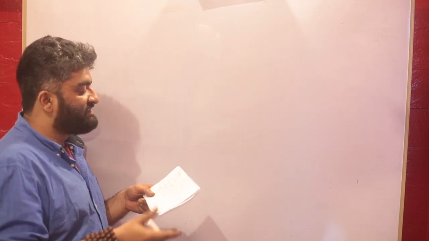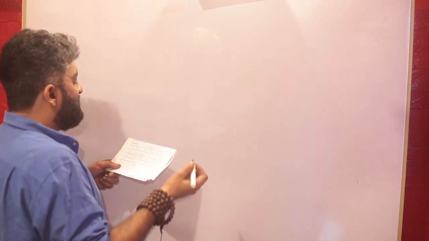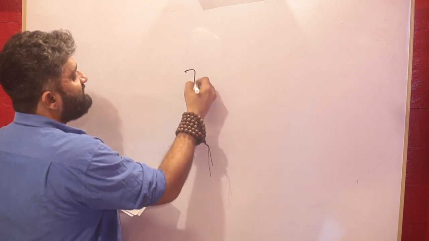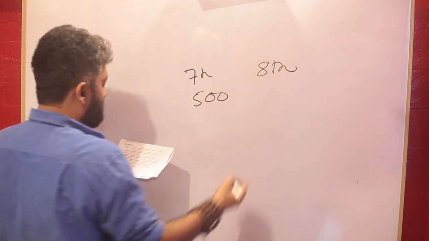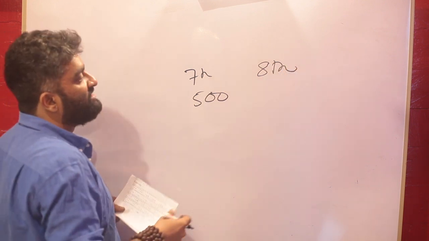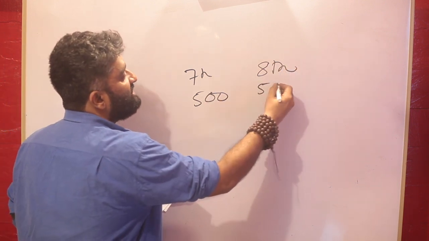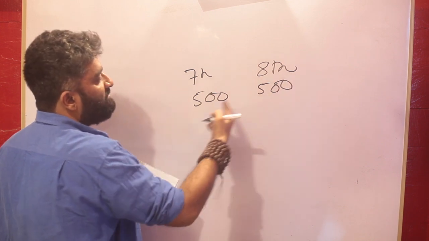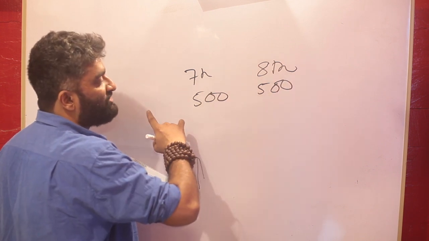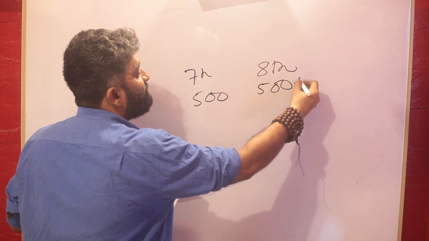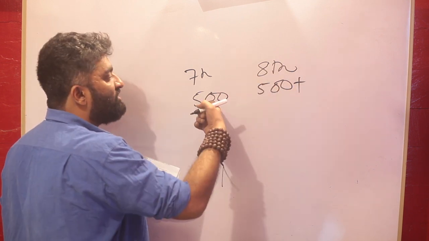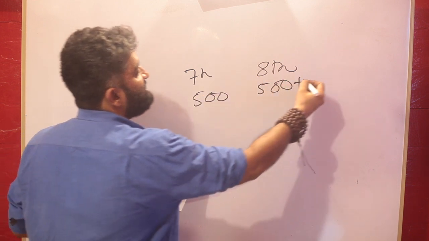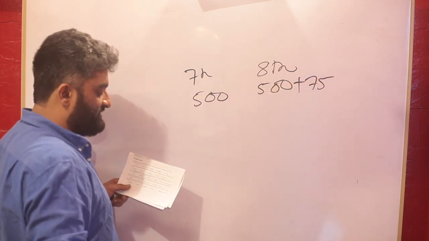Okay, let's try out the exercise now. Question number 16. The CI earned in 7th year is 500. What would it be in 8th year? And the rate of interest is 15%. I know in 8th year it would definitely be 500, because this 500 has come from interest on the principal. Plus it would be 15% of 500, right? Why? Because the interest on interest will also be added. So that is 75. So your answer would be 575, right?